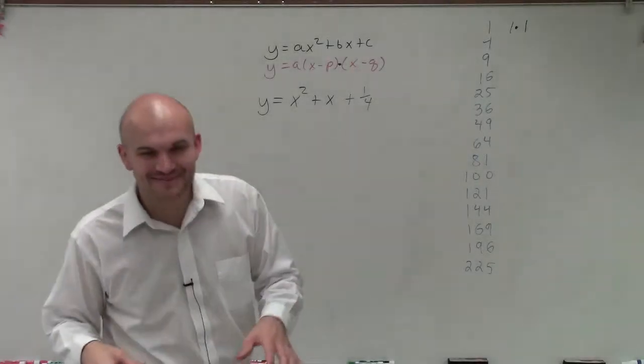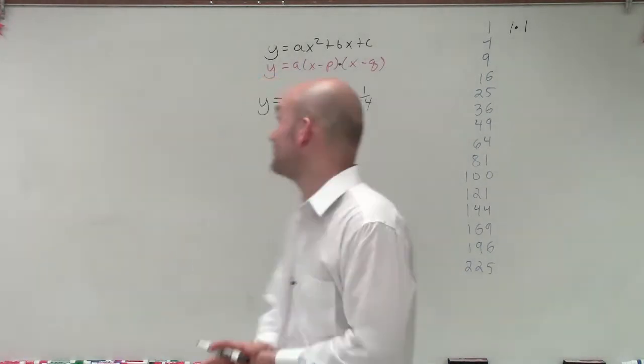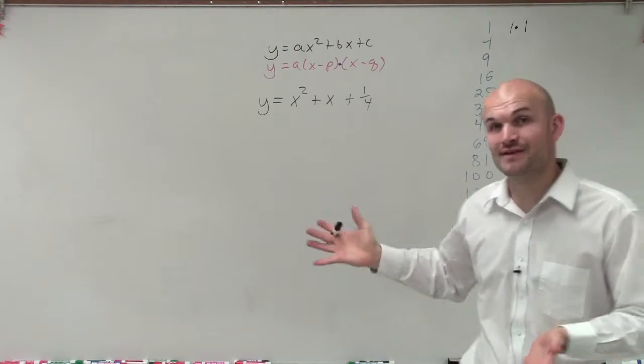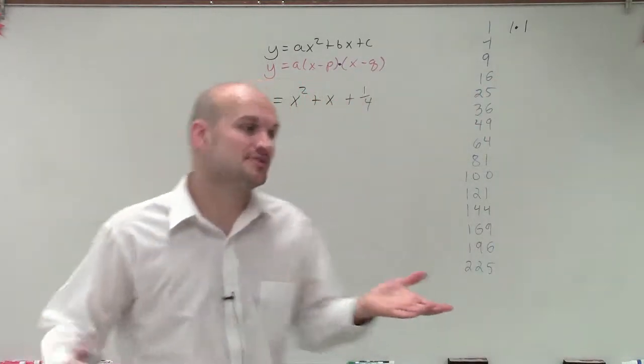So now we have some fractions, everybody's favorite. And we can look at this as a perfect square trinomial. What we're going to do is solve this by factoring. And we could use the traditional method.